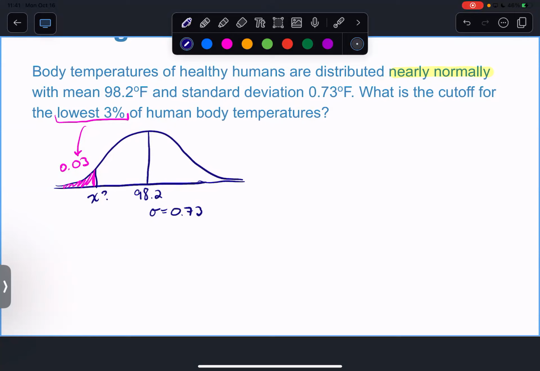You could just scan the table blindly, I guess, until you find 0.03. But there is method to the madness on the table. It's going from negative 3.49 up to 0, and then you're on the positive page up to 3.49. If you think about how these probabilities would be increasing, the areas to the left are constantly increasing as you move across, then you can find something close to 0.03 and then work backwards like that.